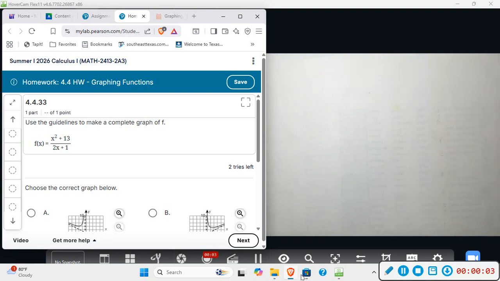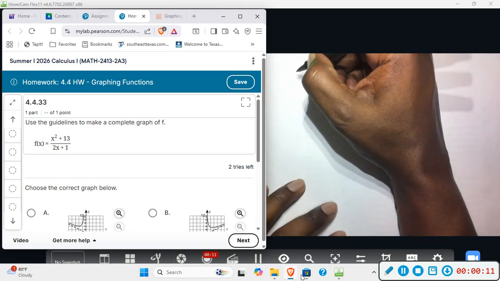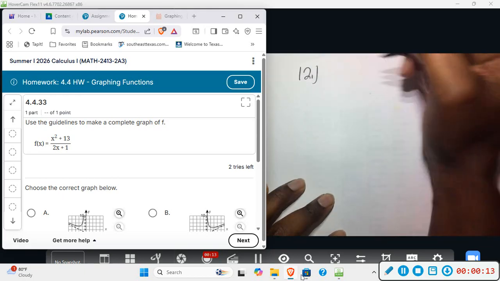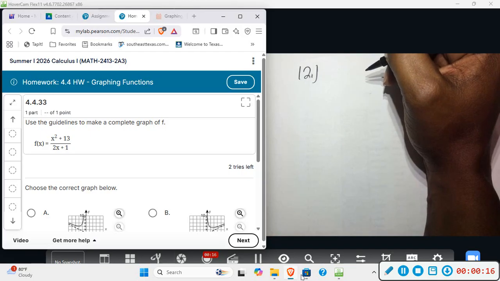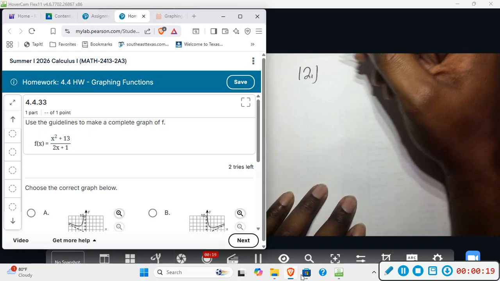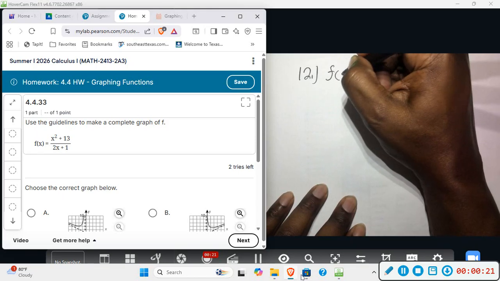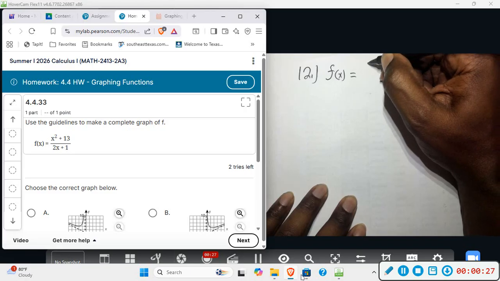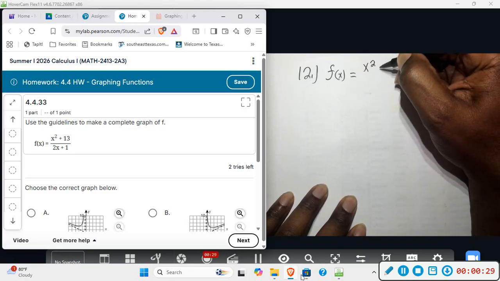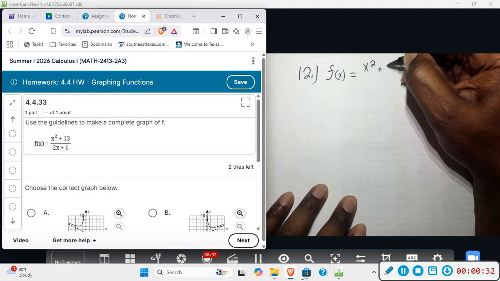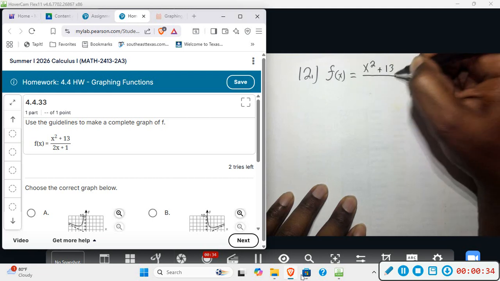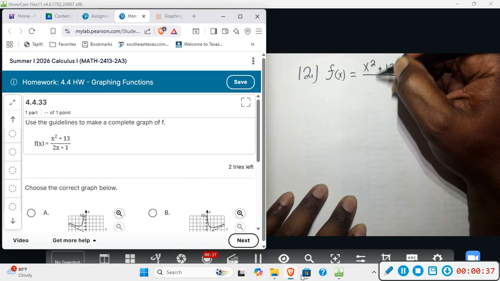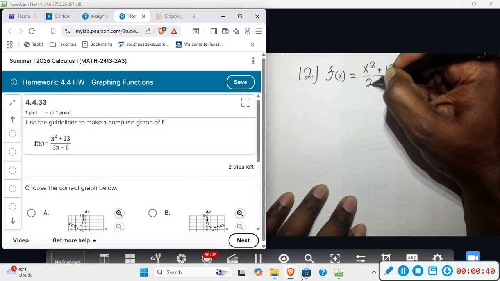All right, question number 12 wants us to use the graphing guidelines to make a complete graph of f. Now, a lot of what I will use in this video, just to keep it simple, is some of the processes that we've learned in algebra. The easiest way to graph a function is to plot points. Plug in some values for x, evaluate them, and then get a y and plot some ordered pairs, and you can trace the shape.